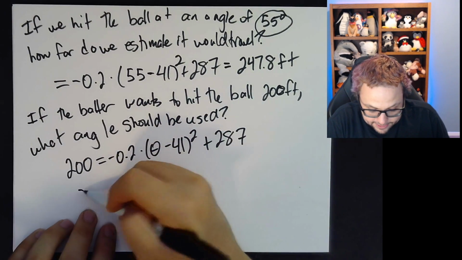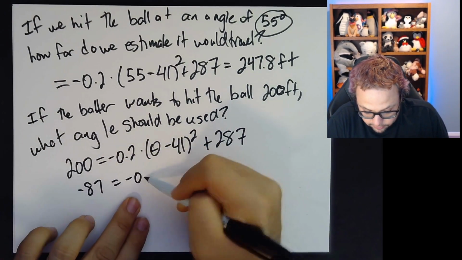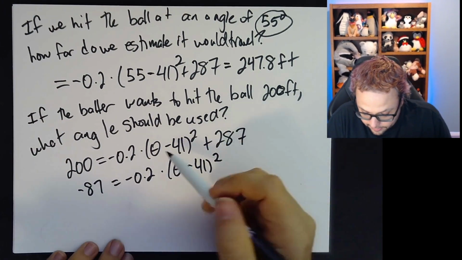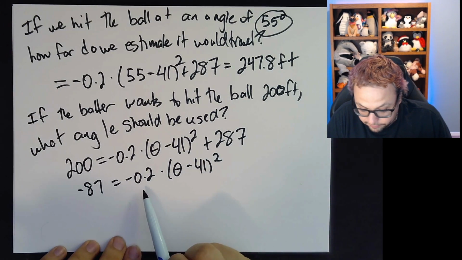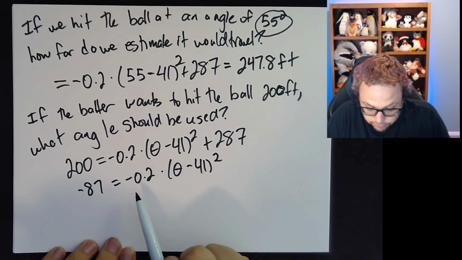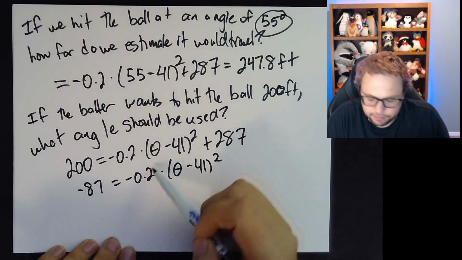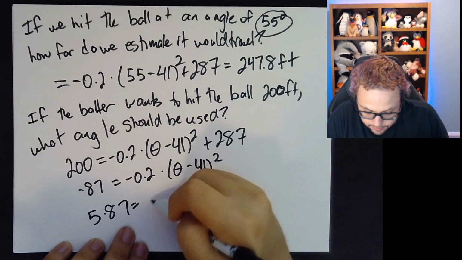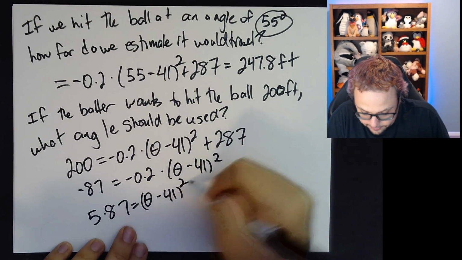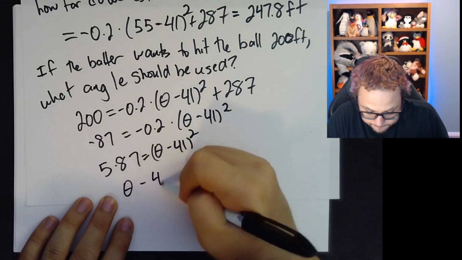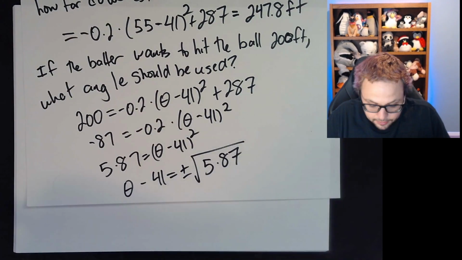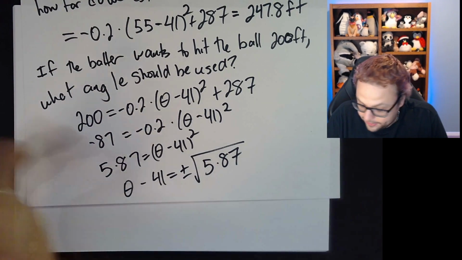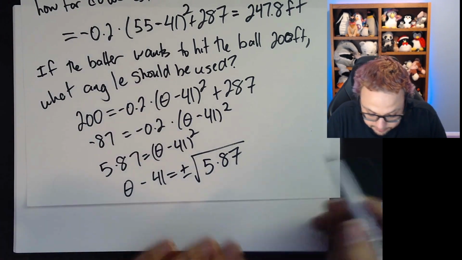So we'll get minus 87 equals minus 0.2 times theta minus 41 squared. Multiply both sides by minus 5 to get rid of the minus 0.2, because minus 0.2 is a fifth. If you prefer, you could just divide by minus 0.2, whatever works for you. Take the square root of both sides. Notice again, I'm not actually multiplying out 5 times 87. I'm just going to leave that to do once I type this into the calculator at the end. So I'm just leaving this as 5 times 87.